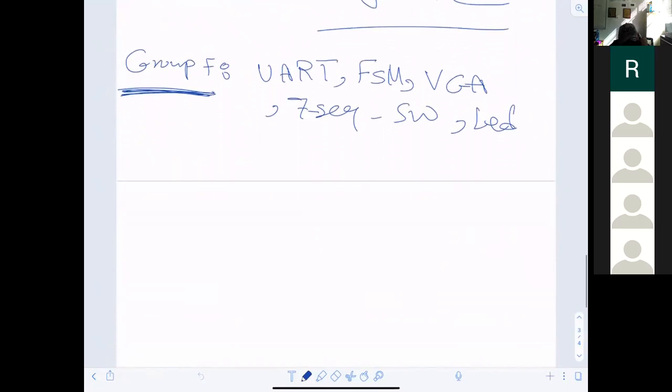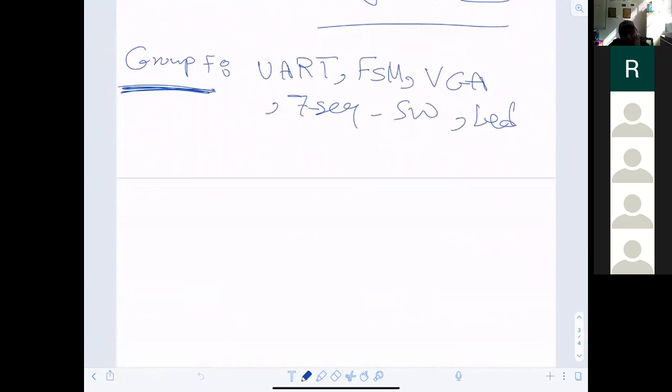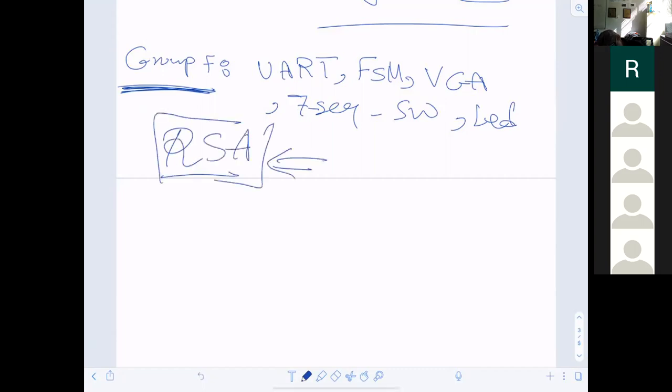So how many of you have heard about RSA? Right? Did you hear about RSA? That's the encryption method, right? Yes, Rivest, Shamir, Adleman. So RSA, I want you to build the encryption decryption mechanism. It's a public key algorithm.